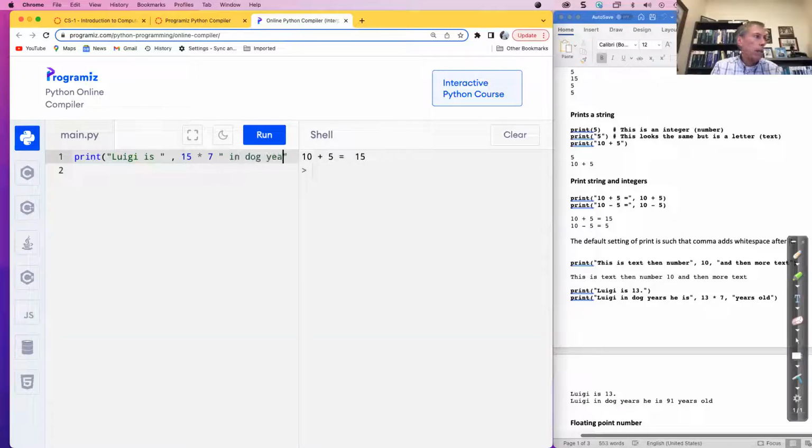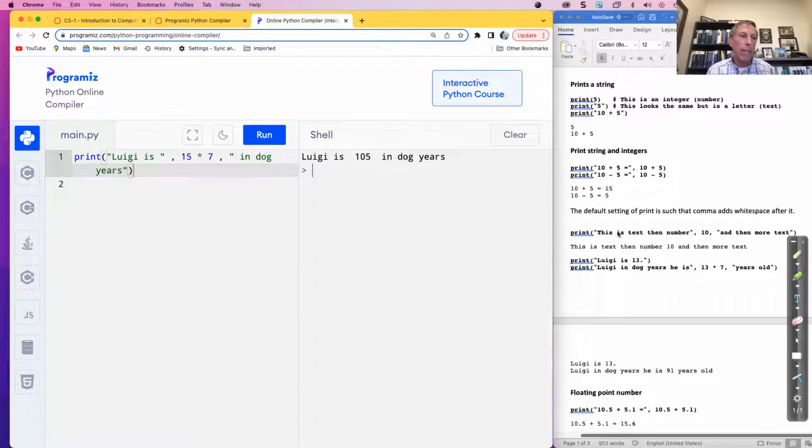in dog years. So if you notice, what I have here is a string of text, comma, an equation. Oh, I forgot my comma. There we go. Another comma. That's important. Comma, an equation, comma, and then another string of text in parentheses. And I get Luigi is 105 in dog years. Okay. So I can do combinations like this.